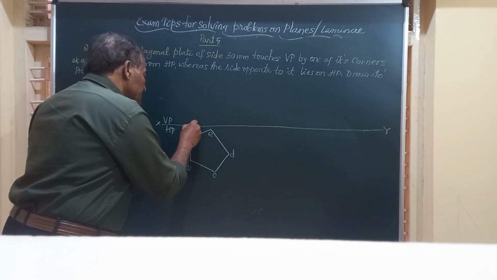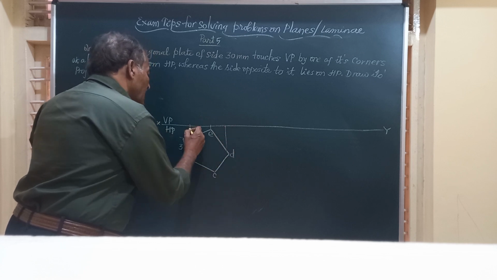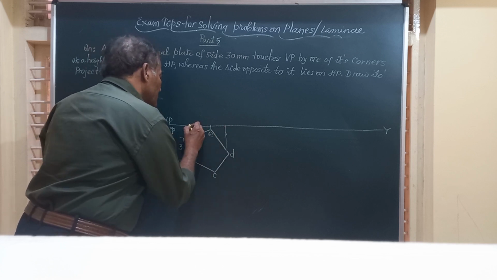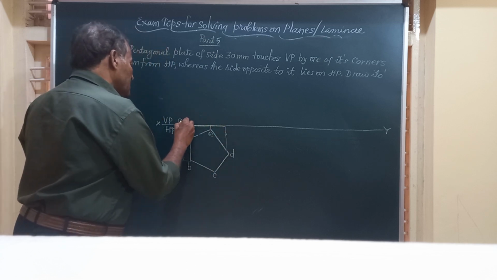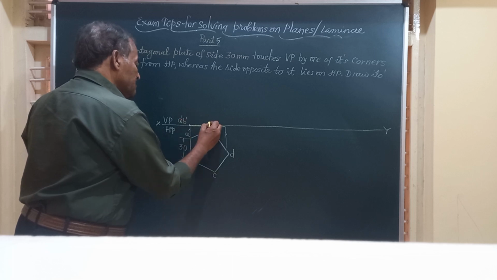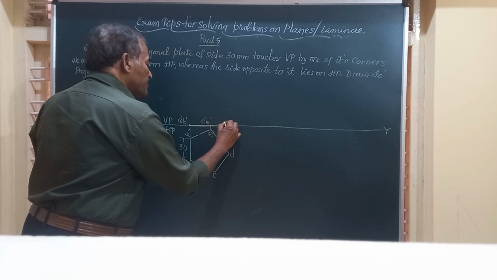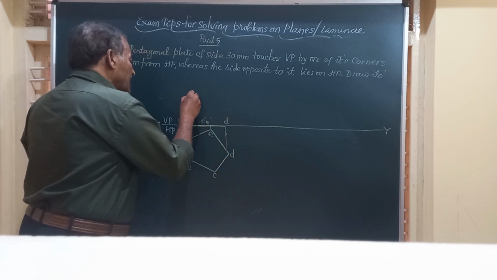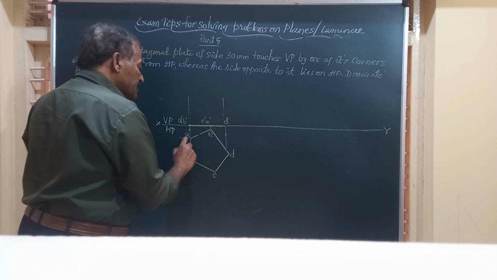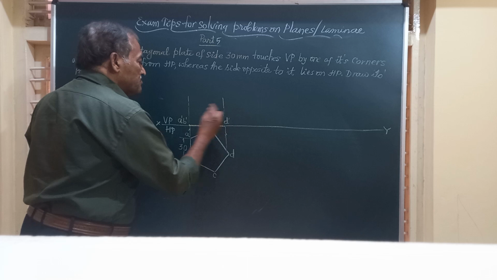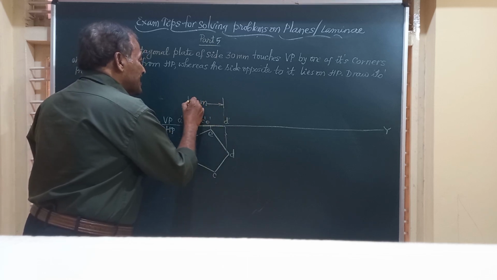So I project lines from all these, from this A, E, D, etc., and obtain its front view, a horizontal line on XY. We can just number this as A dash B dash, this is C dash E dash, and this is D dash. And we will represent this length as M. M is the distance between AB and this maximum width. So this M can be measured using our scale.